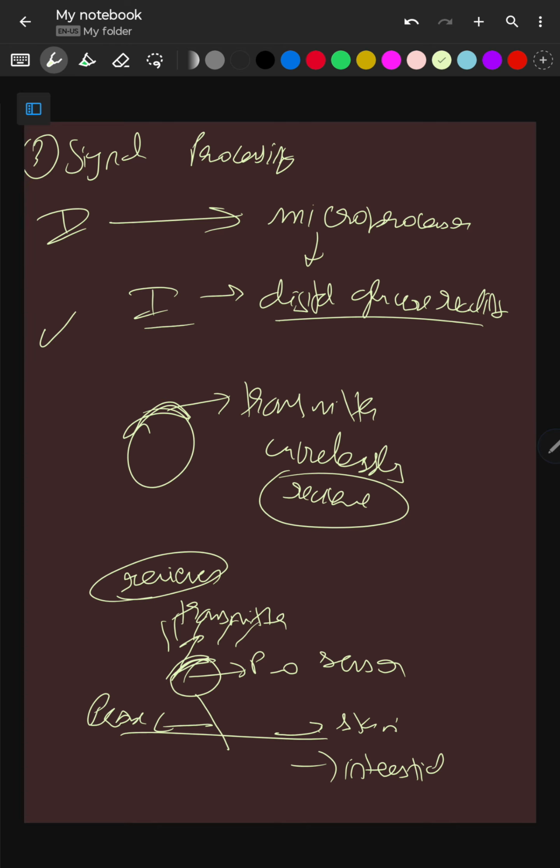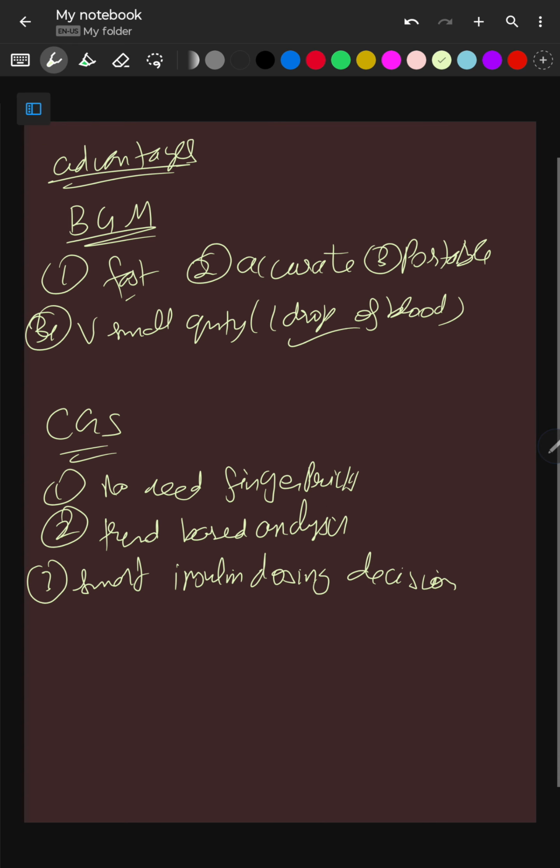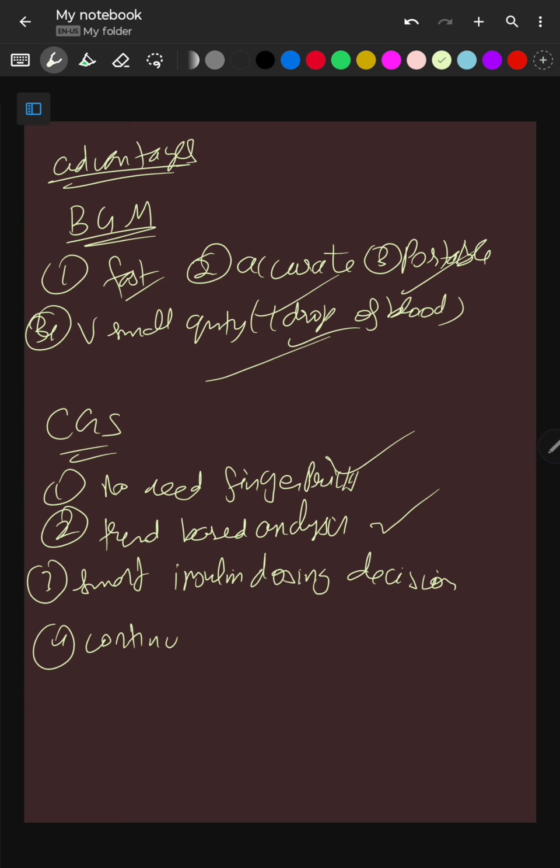And in CGM, what happens? The transmitter sends these readings wirelessly to a smartphone or receiver. The advantages: it is fast, portable, accurate, and requires only a small drop of blood. Here there is no need of fingerpricks. It's a trend based analysis, shows glucose trends and variation, and is also continuous monitoring. That is the advantage. Based on that we are going to do trend based analysis and smart insulin dosing decisions. So that was about it.